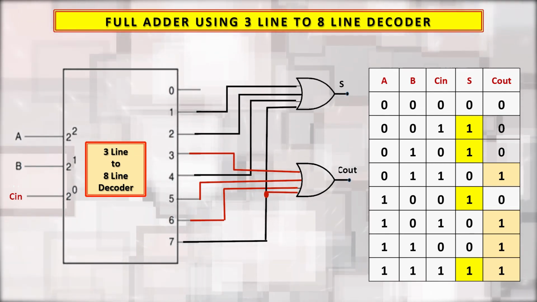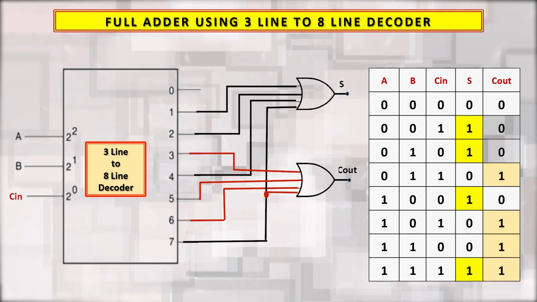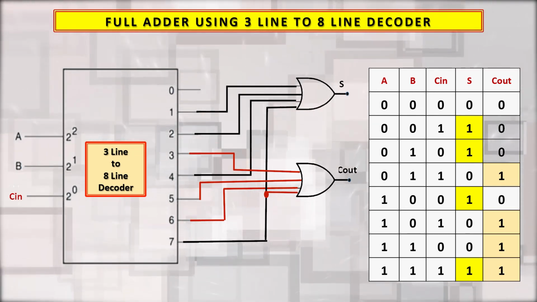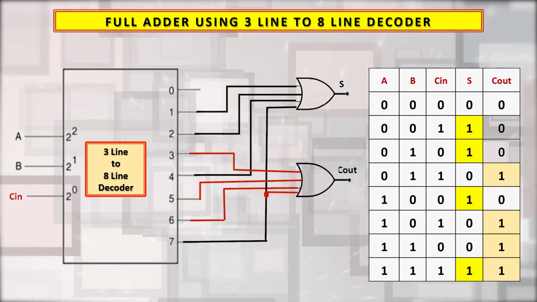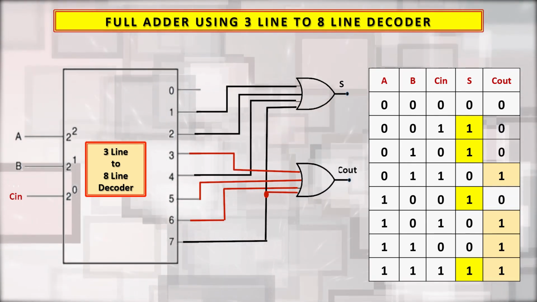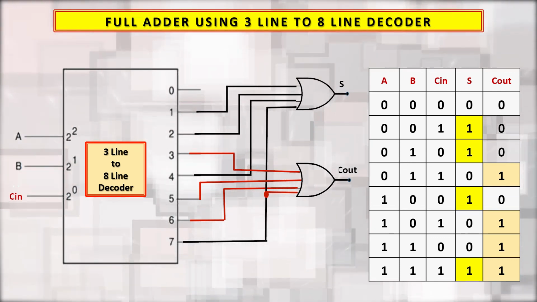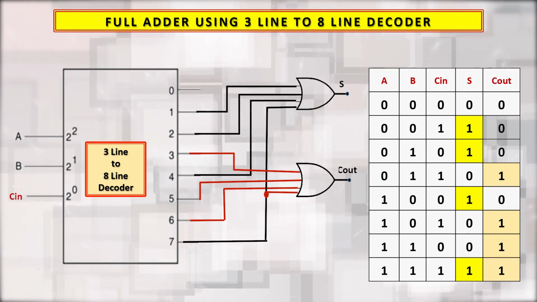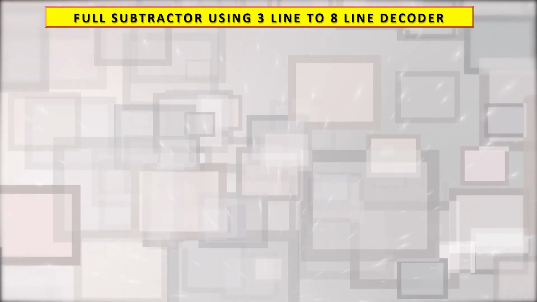The only care we have to take is that for the cases when the output is at logic high, that pin we have to connect to the OR gate. This way sum and carry out are realized. So, with the help of a 3 to 8 decoder we can realize a full adder circuit. Next we will see the design of a full subtractor, again using a 3 line to 8 line decoder.